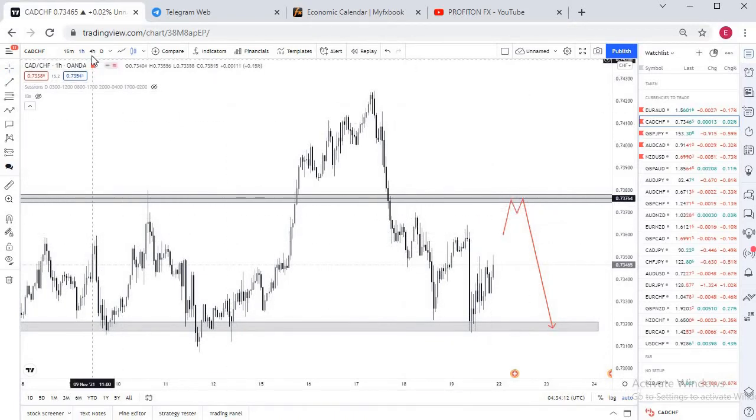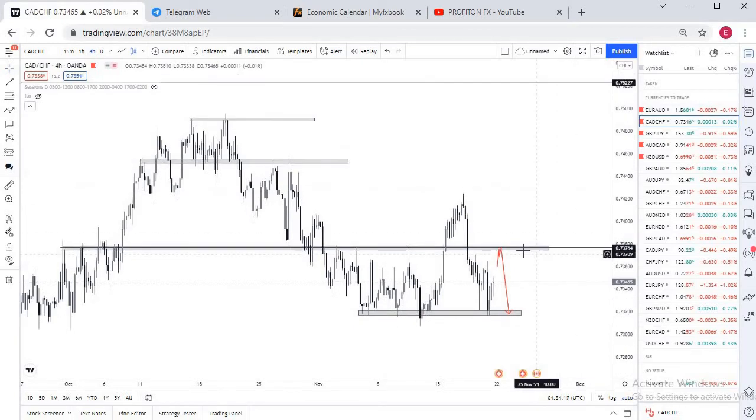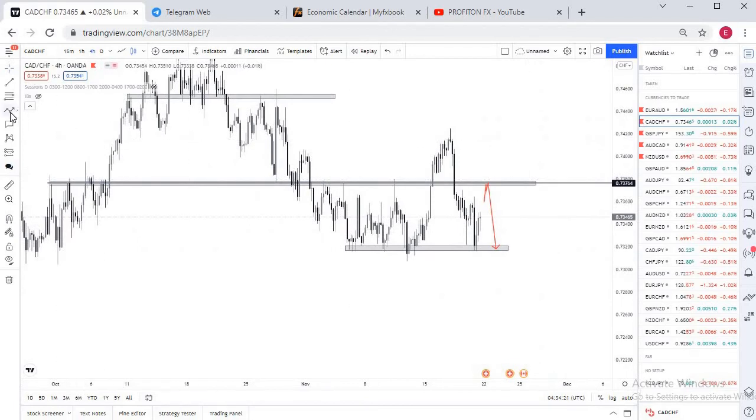And again, on the 4H time frame, if price is not able to push back to this level here, a break and retest of this level will also be a valid setup. So if price is not able to come back to this level and we see a continuation of this bearish momentum here, I'll be looking for a break and retest of this level.